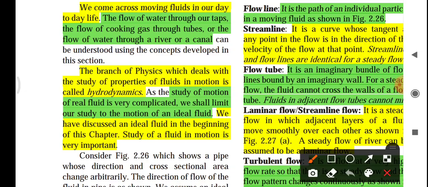We have a definition here, you can write down: the branch of physics which deals with the study of properties of fluids in motion is called hydrodynamics. Hydro, water; dynamics, moving water or moving fluid. Not only water but also other fluids which are going to move, and due to that motion some consequences are there, we are going to study them.